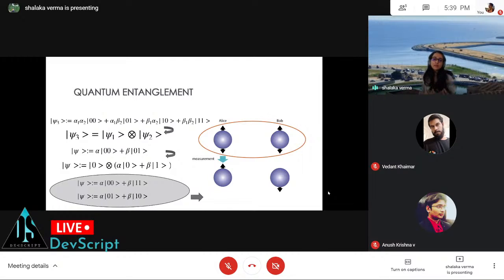Similarly, the other corollary state is alpha square probability of finding the first qubit in 0 and the other one in 1, and beta square probability of finding the first qubit in 1 and the other one in 0, and that is your anti-correlated entangled state. This may be confusing a bit, folks, but I just wanted to leave you with some of the mathematics involved in how to identify an entangled state in quantum computing.